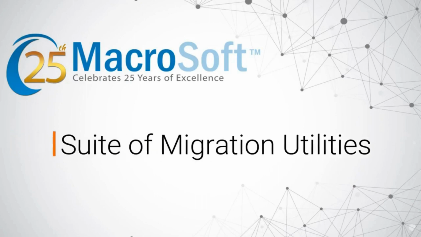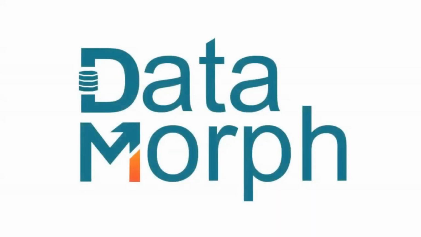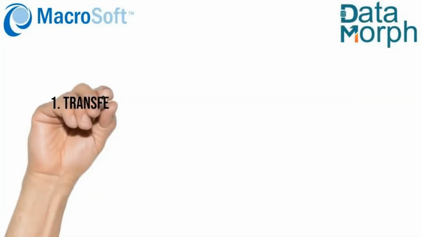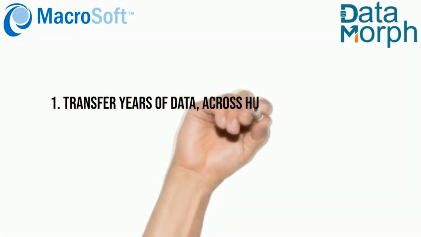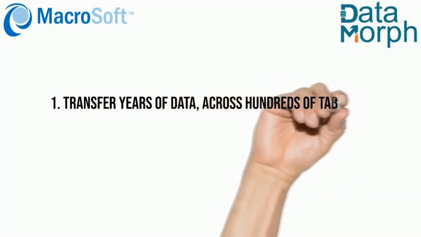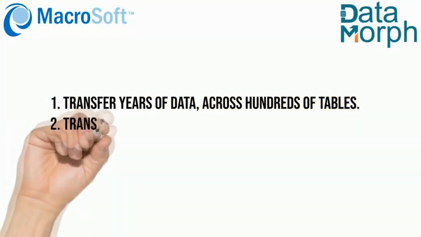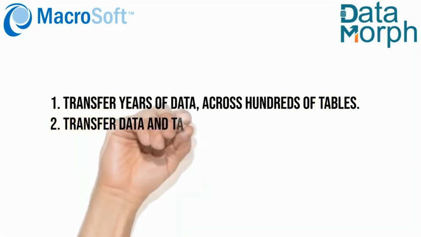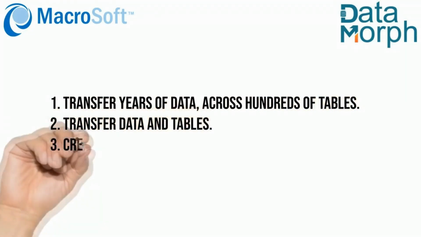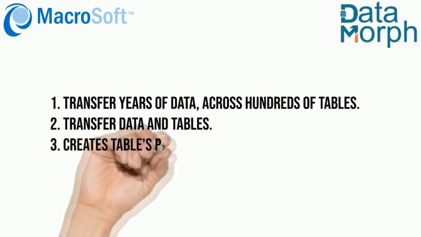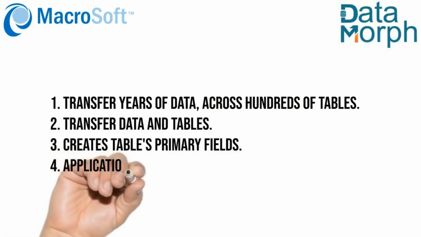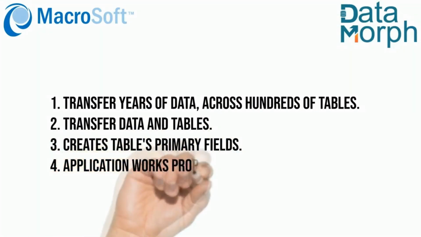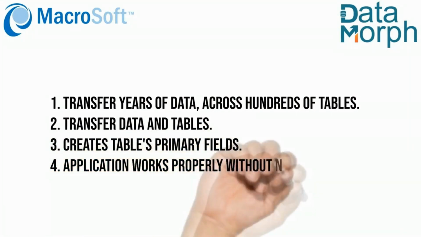Welcome to Macrosoft's suite of migration utilities. This video covers Data Morph. Critical to any migration is the transfer of years of historical data across potentially hundreds of tables. The Data Morph utility not only transfers the data and free tables from the legacy to the target, it actually creates the tables' primary fields and any other required information to ensure the new application works properly without any new code written by the developer.